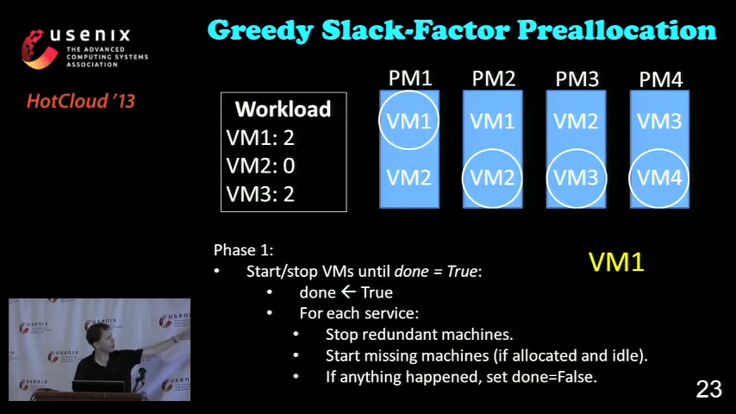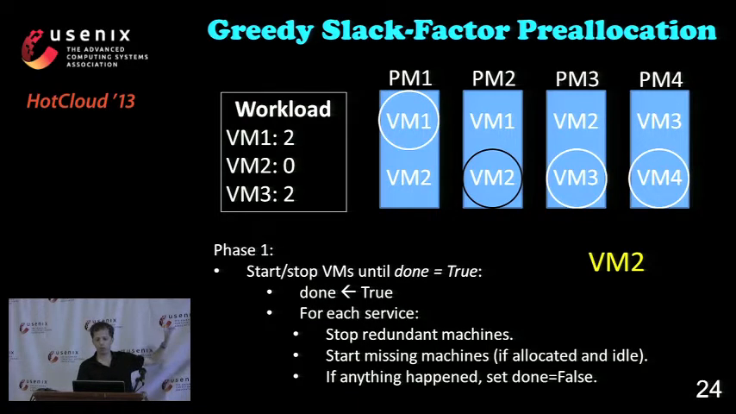You keep iterating through the services until you're done. So for each service, first of all, you stop all the machines you don't need. So for VM1, we need 2 virtual machines. We can't do anything because they're all running. So we go on to VM2. For VM2, we don't need any machines, right? So we can stop using physical machine 2. We keep it allocated. It's greedy. We keep it allocated, but we stop running it.